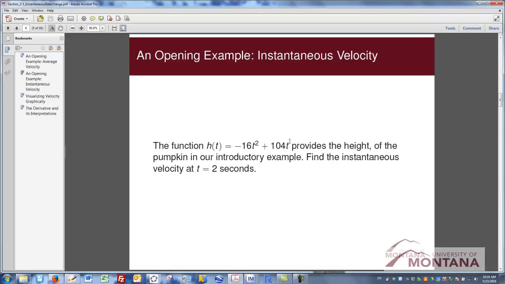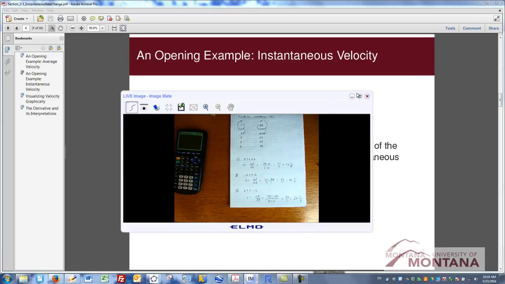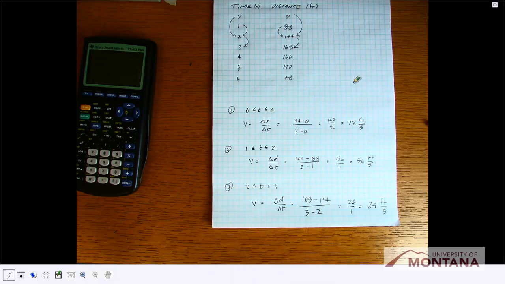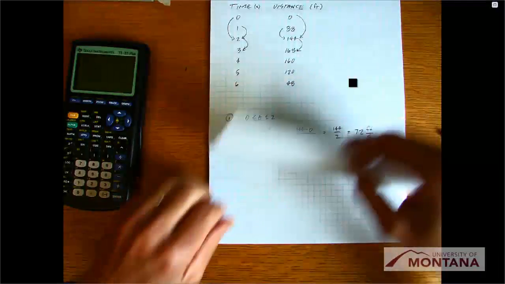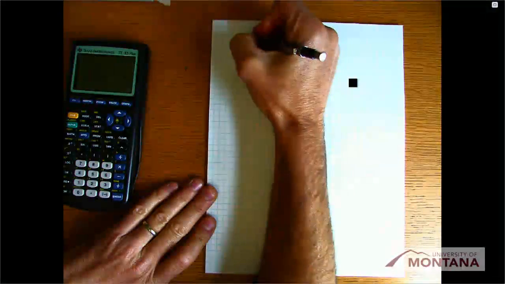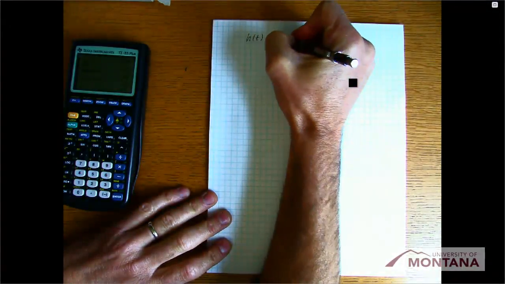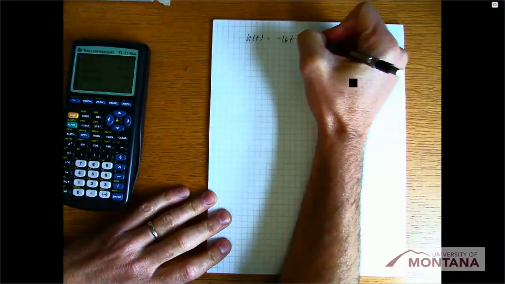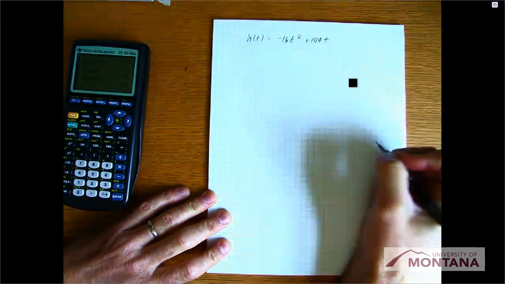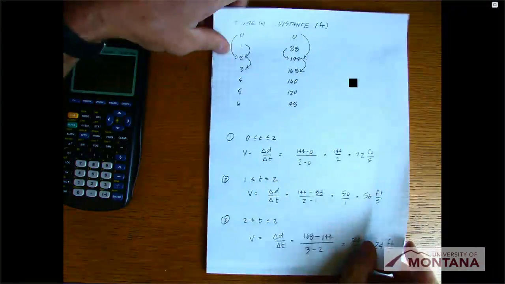So how could we use this function now to find the instantaneous velocity at t equals 2 seconds? So negative 16t squared plus 104t. Let's go back and talk about how we can use that function. So I'll write the function down. It's h of t equals negative 16t squared plus 104t. And the question is, well, we kind of know what's going on around 2 seconds, right?